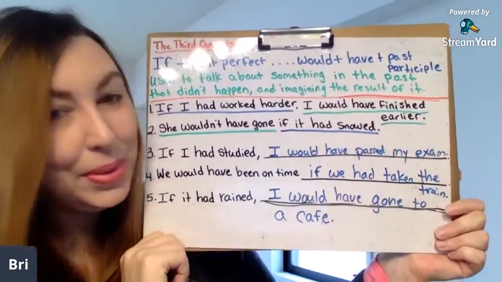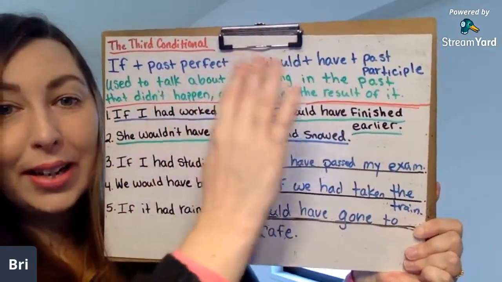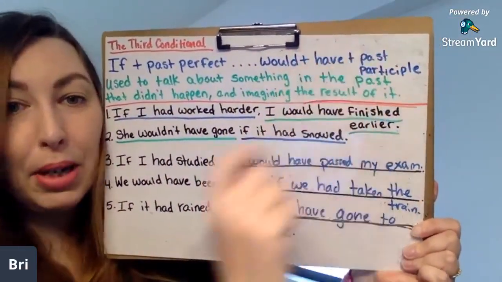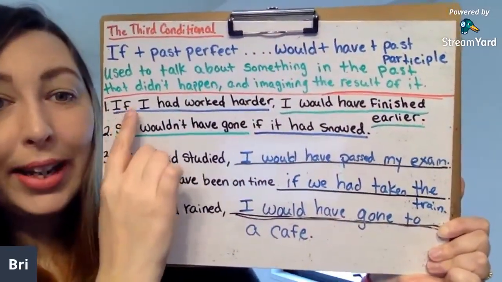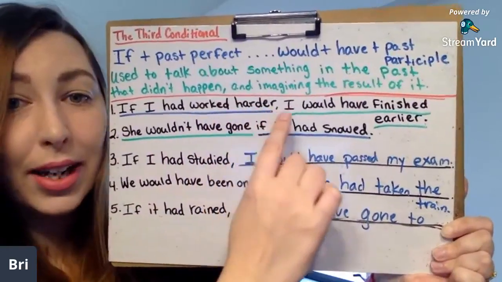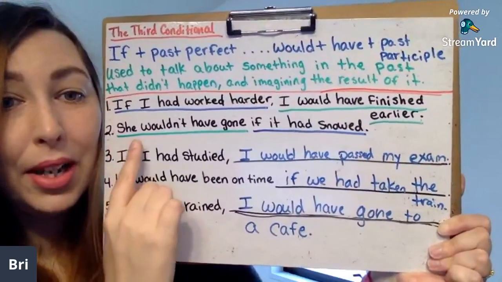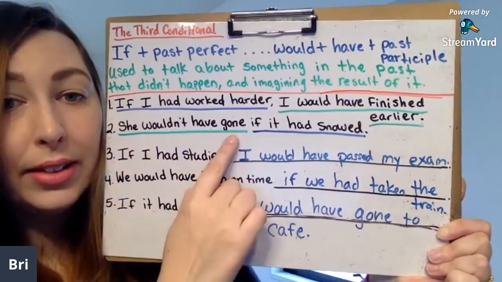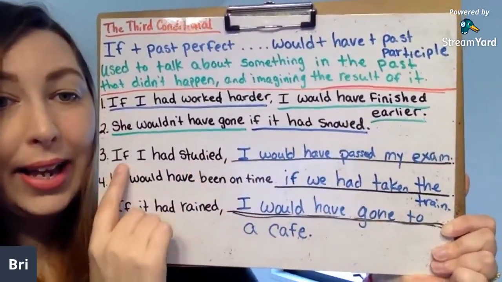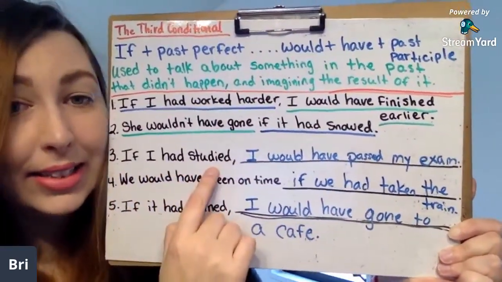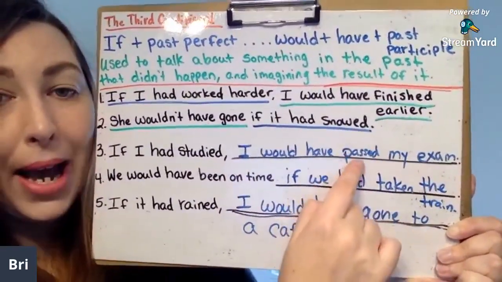Very good. Okay. So just remember we need if plus past perfect and then would have past participle, okay? So let me just go over these one more time. So number 1, if I had worked harder, I would have finished earlier. Number 2, she wouldn't have gone if it had snowed. Number 3, if I had studied, I would have passed my exam. Remember, we need past.